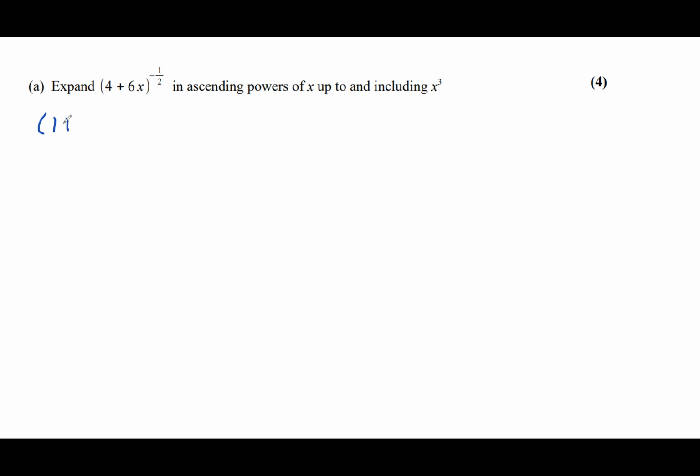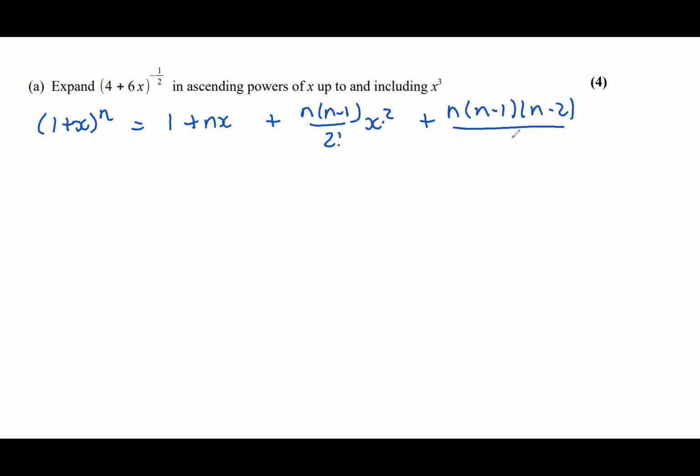So we're going to be using (1 + x)^n = 1 + nx + n(n-1)/2! x² + n(n-1)(n-2)/3! x³. And I'm going to stop there because the question's only asking us to go in ascending powers up to x cubed.